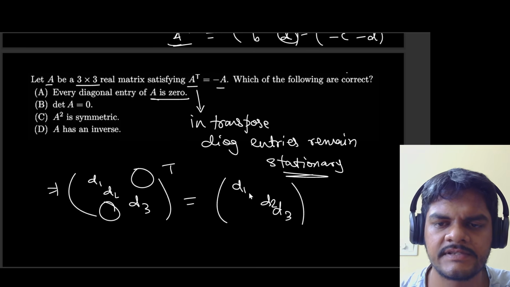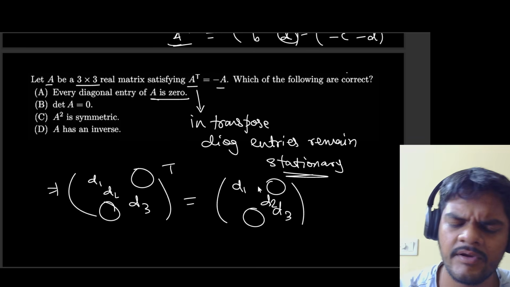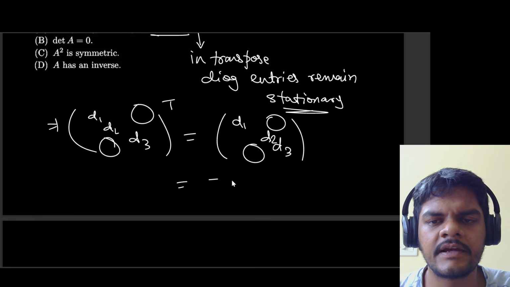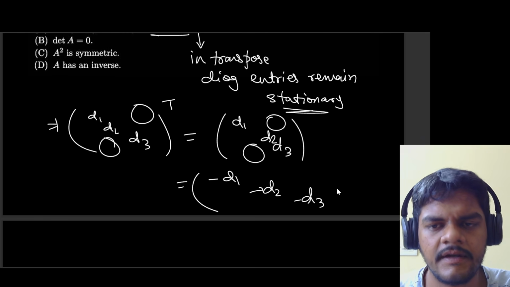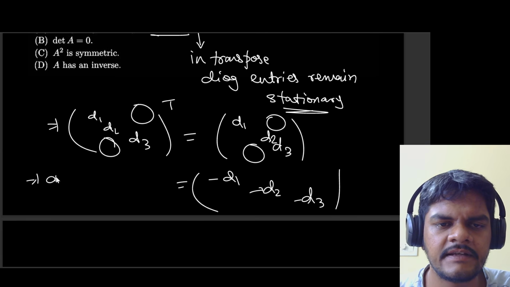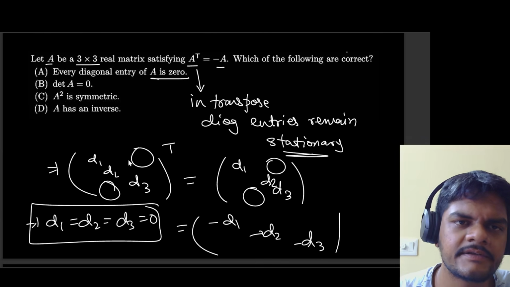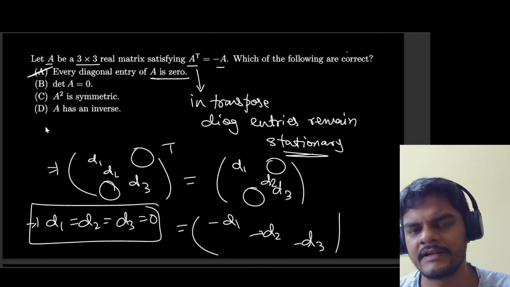Here the things will change, here the things will change, I'm not talking about that. Now this is equal to minus d1, minus d2, minus d3. So that will imply obviously that d1 equals d2 equals d3 equals 0. This is what is happening. So every diagonal entry is 0, definitely true.